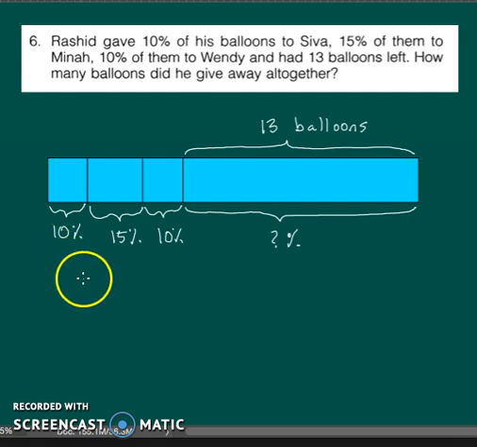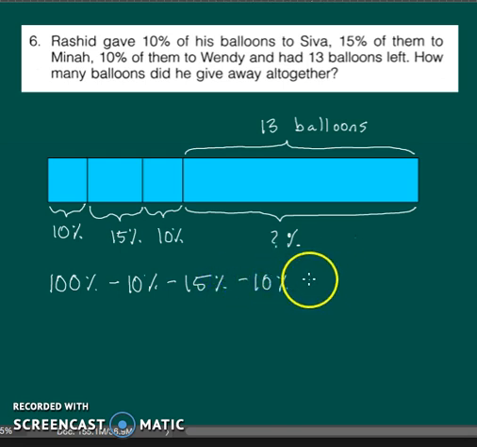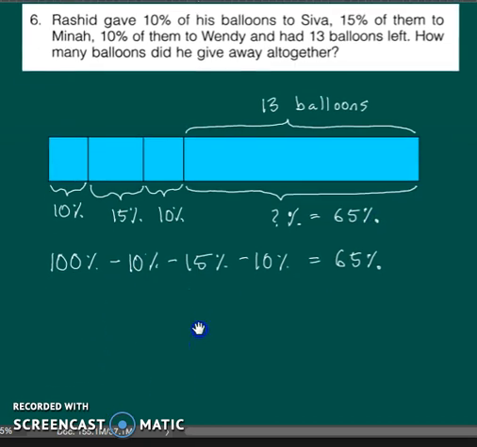So the first thing that we want to do is to find out what percent of his balloons is represented by those 13 balloons that are left over. And in order to do that, I'm going to take 100%, which is how many he had to start off with, and I'm going to subtract 10%, 15%, and once again 10%. And what I'm left over with is 65%. So now I know that this question mark here actually represents 65%, and that 65% represents 13 balloons.